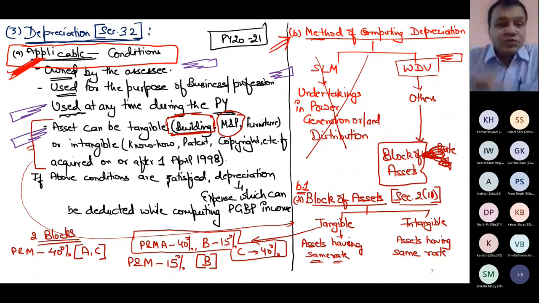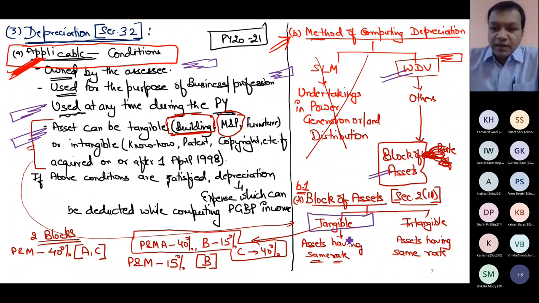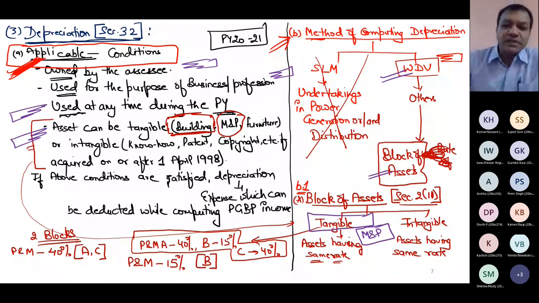What is the method? As I told you, we have only the WDV method in our course. So which block is this? Can you tell me which block is this? It is tangible. And within tangible, which block? Machinery and plant. This is tangible machinery and plant. And fortunately, all the machines have the same rate, 15%. This is what my example is.